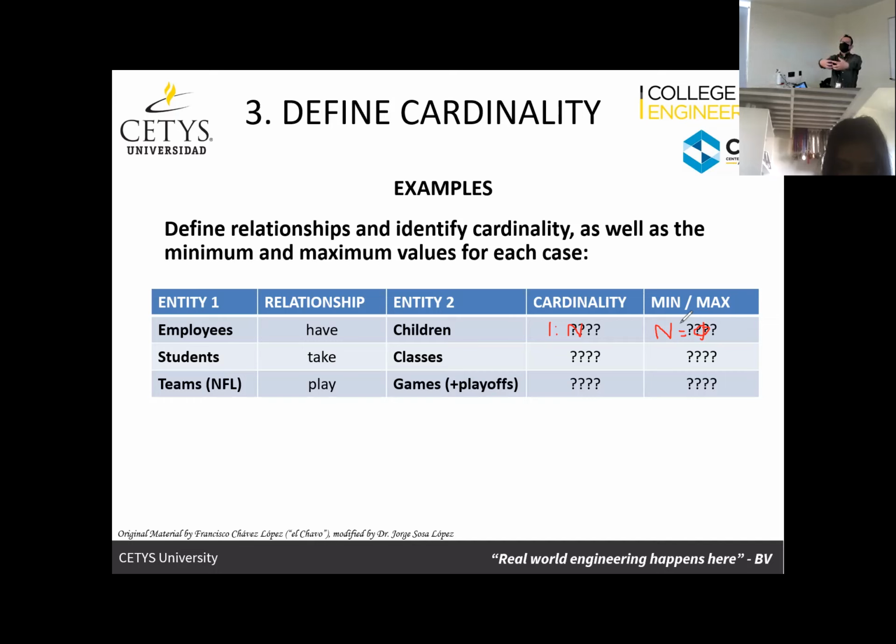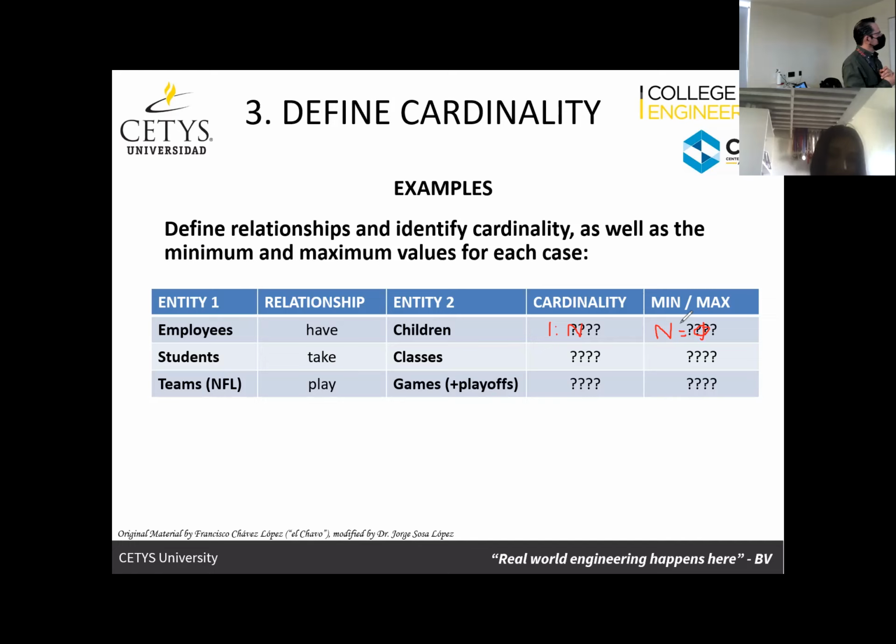So you're an employee in the company. What's the minimum amount of children you could have? Well, 0, right? What's the maximum amount of children? That's a trickier question. What's the maximum amount of children that we could have? I mean, what do you think? What could be the maximum amount of children?